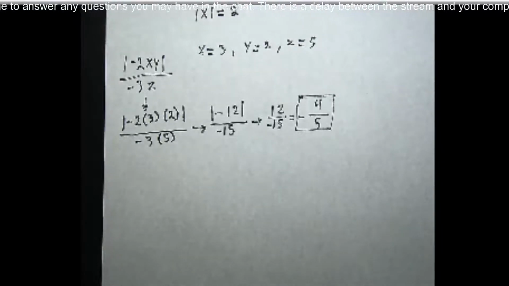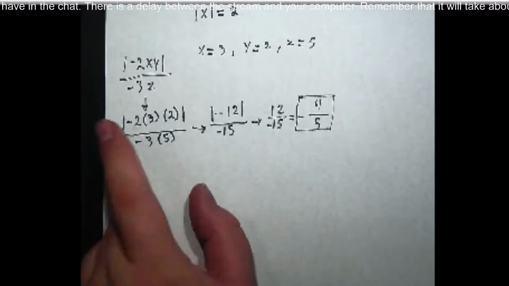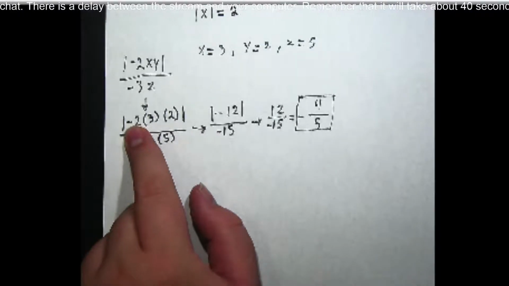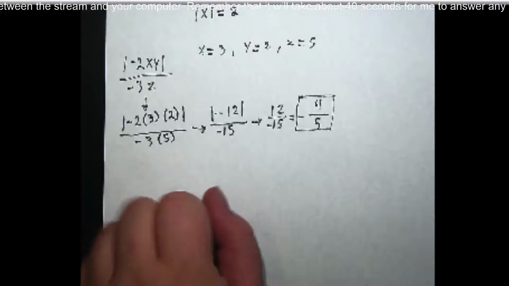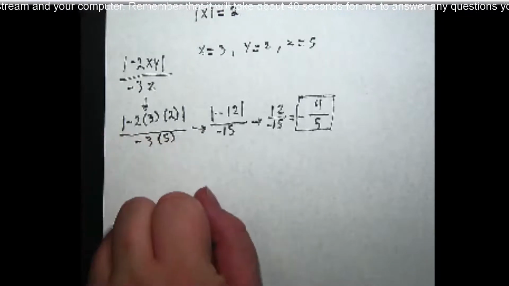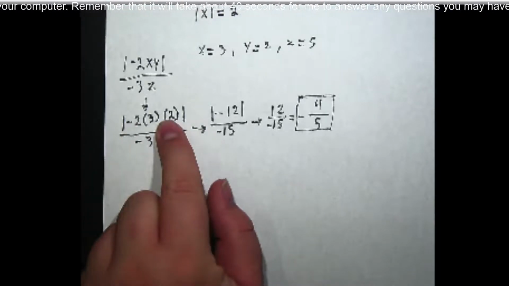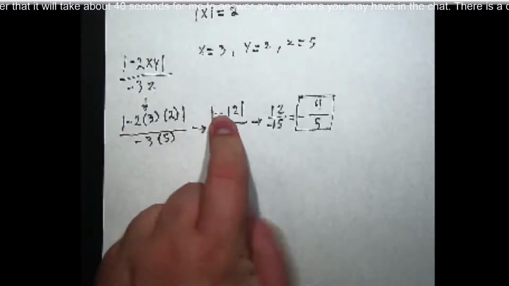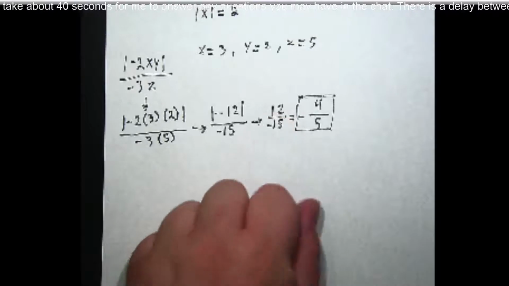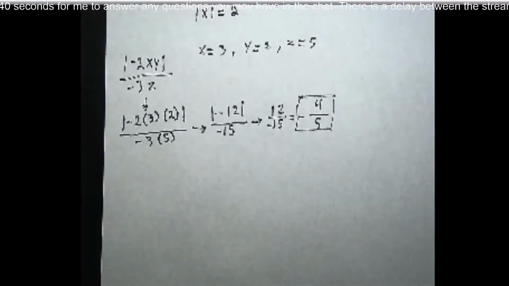So once again, absolute values act like grouping symbols. So we're going to treat them like parentheses. Do what's inside of them first, but it has an extra step in that once we get what's inside of it, we take the absolute value of that number. Any questions?